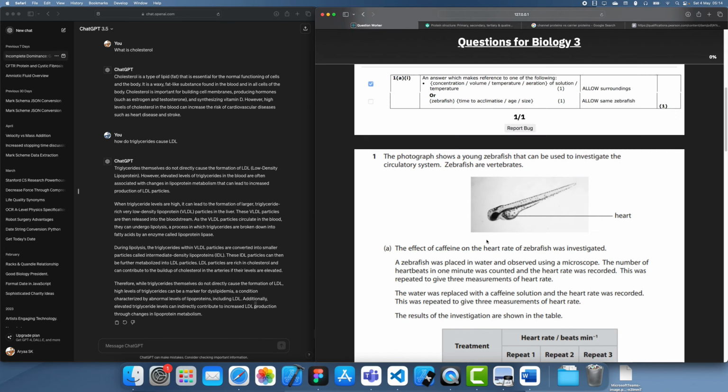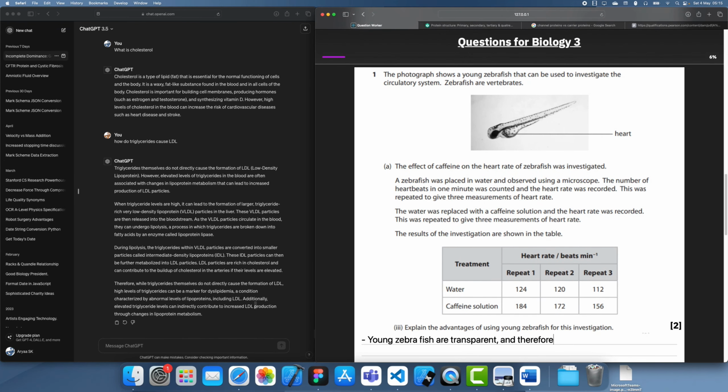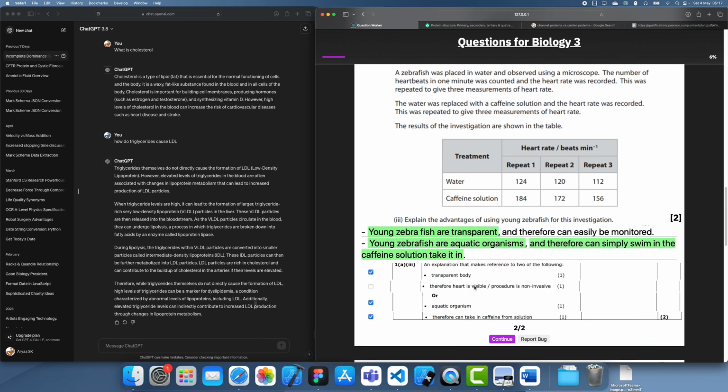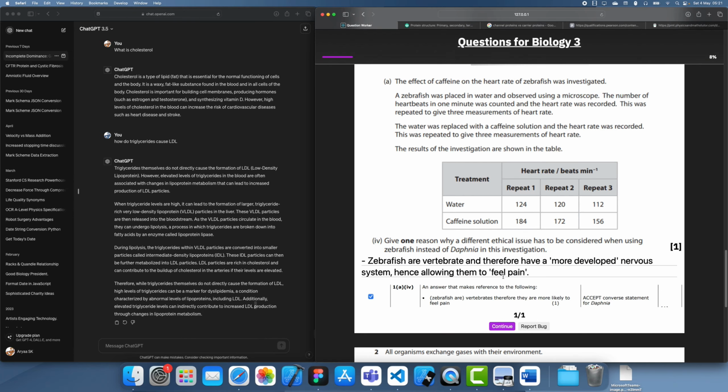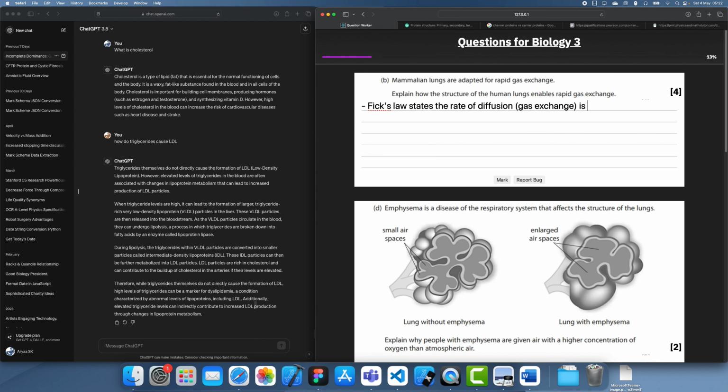Hey guys, welcome back to day 3 of Revising for AS Biology in 1 month, and here I am doing the 2017 Edexcel IAL Biology AS paper 1.